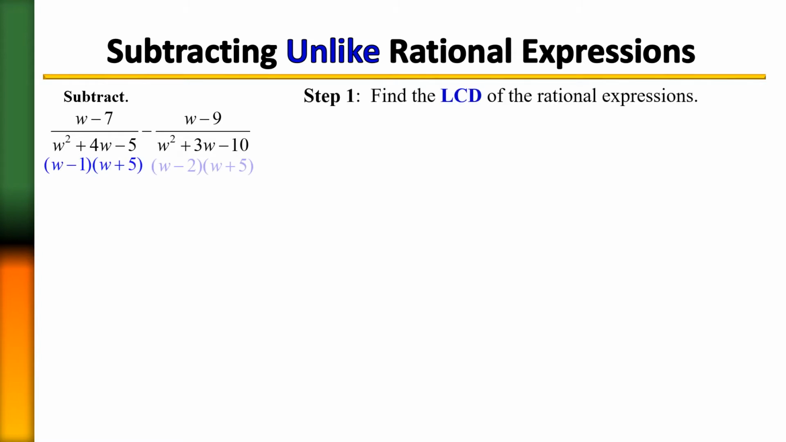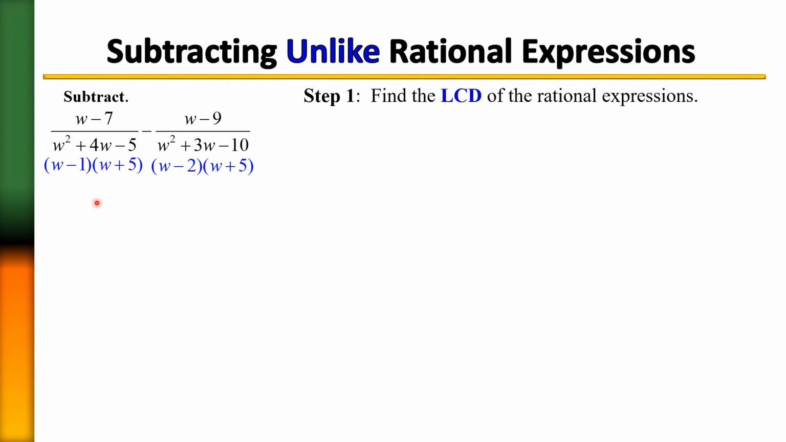Here's the first one, and there's the second one. Next, we want to look at what are all the different factors involved. So let's say that I had a party and all these factors are at the party. So if they're people, who's there? Yes, W minus 1. Who else? Yes, W plus 5. And you got it. There's one more member, and that's W minus 2.